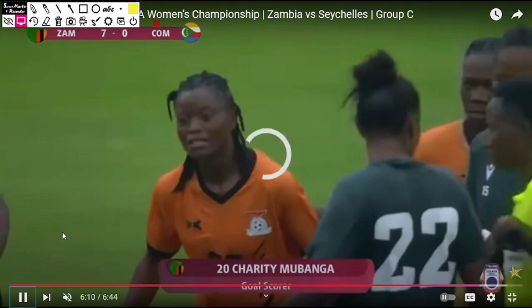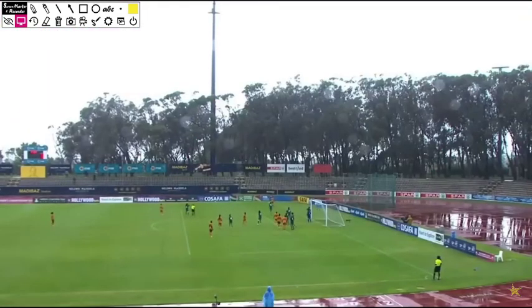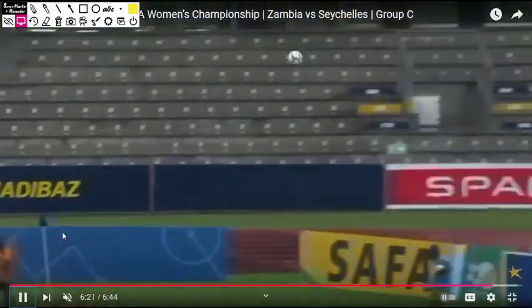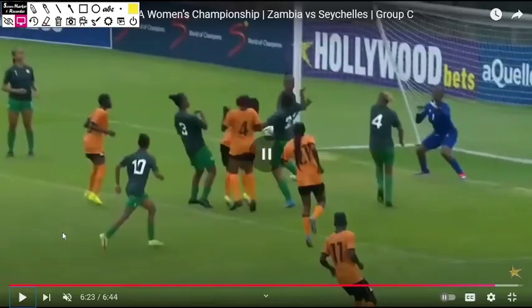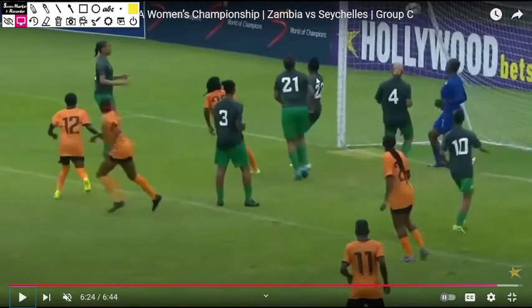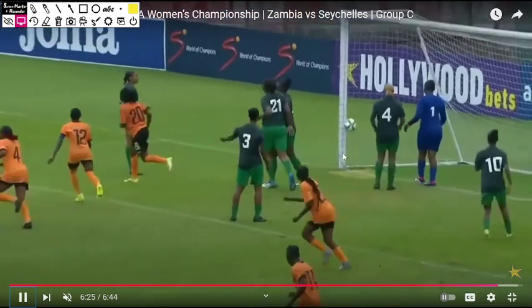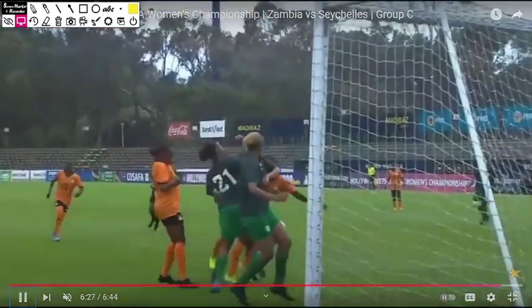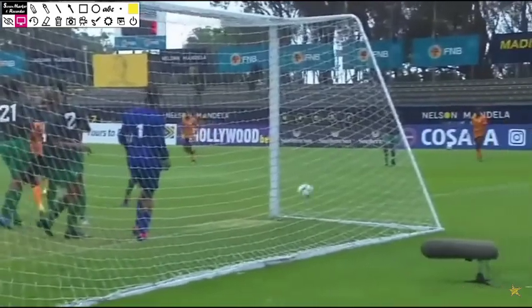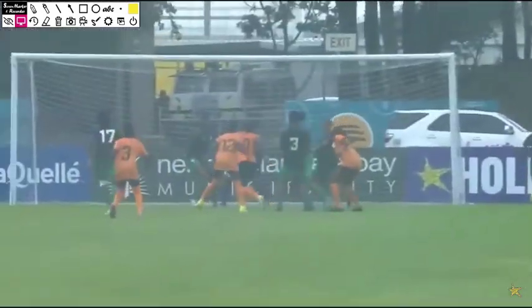Charity Mwanga, goal scorer for that one. It was a bit too far though. Yeah, this is a bit closer. So yeah, it bounces off her. Oh wait, there was someone that came on the post, but she couldn't really defend that. Yeah, she just let it bounce off her body, and the Zambian player finished delightfully.